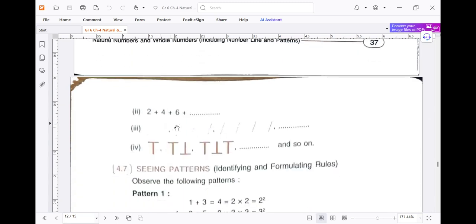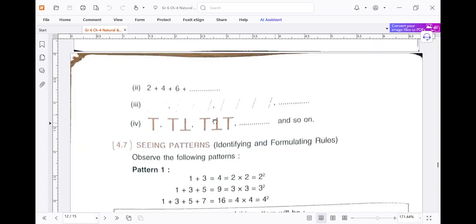That is 2, 4, 6. Can you do this? Yes. Now here you have 1 line, 2 lines, 3 lines, 4 lines. I can't see this clearly, but it is okay. But here you can see a T, then an upside-down T, then a sideways T, an upside-down T, a sideways T. And this is also a pattern. You can predict as many as you want.